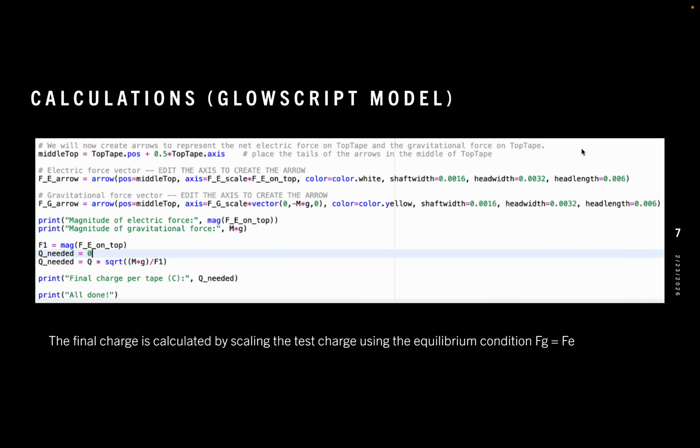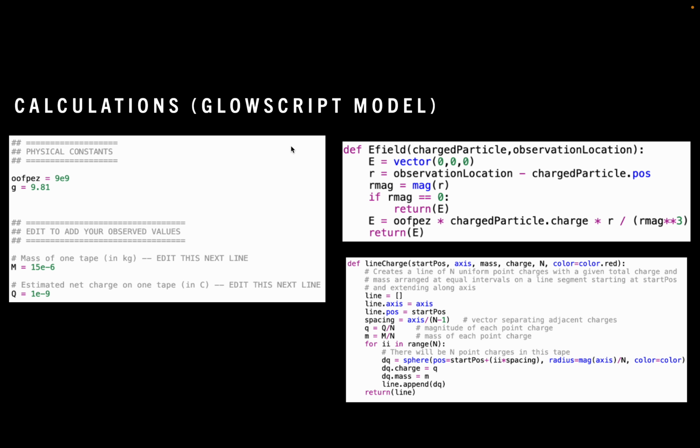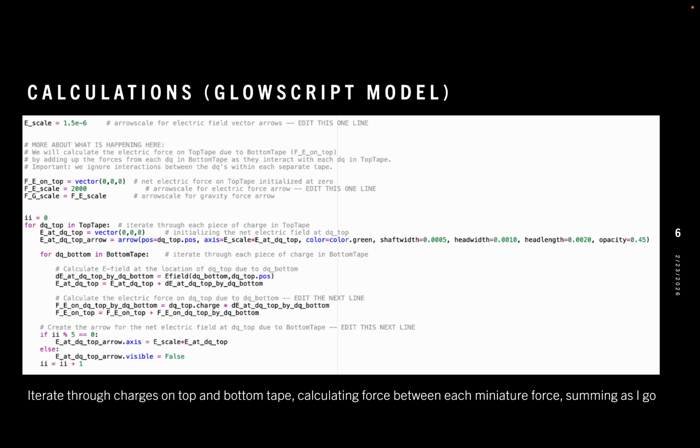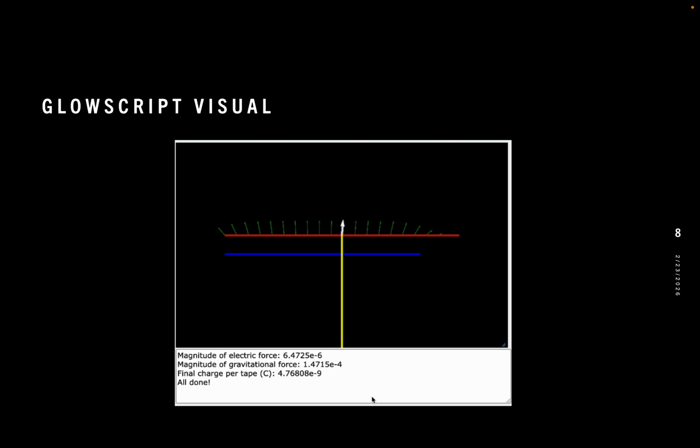Moving forward with our calculations to our final calculation, in this model we originally are using an estimated net charge, but we now need to scale that up to the level of the force mg, or the gravitational force, to then get our final accurate charge number that we're looking for on the tape. So that's what we're doing right here. We're scaling up Q to account for the force of gravitation, and that gives us our final charge per tape, which is seen right here in our model.